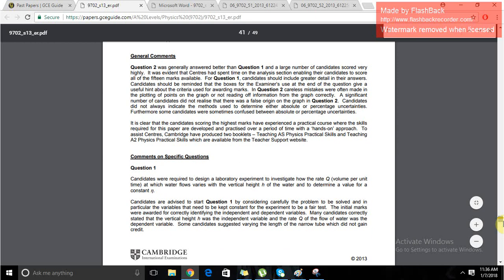So, candidates were required to design a laboratory experiment to investigate how the rate Q at which water flows varies with the vertical height h of the water, and determine a value for a constant n. So if you actually write this down at the beginning as your answer statement, might be a good idea, but not the necessity. So candidates are advised to start question 1 by considering carefully the problem to be solved, and in particular the variables that need to be kept a constant for the experiment to be a fair test.